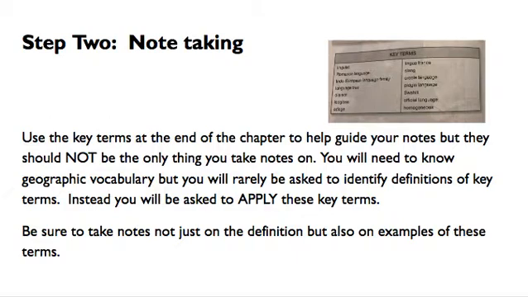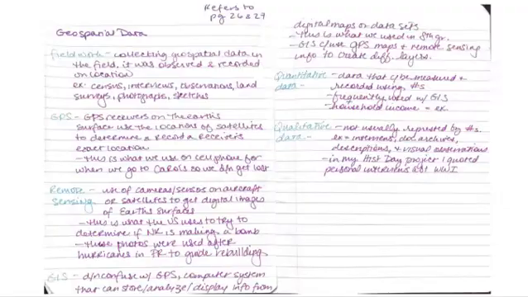So when you're taking notes, it's important not just to take notes on the definition, but also on examples of these terms. If you look at some of my notes, I wrote at the top that this refers to pages 26 and 27 in your book, but I'm not telling you that because you should do that on the top of all of your notes. I wrote a heading, geospatial data, and I wrote the definitions in one color and my notes on those definitions in another color.